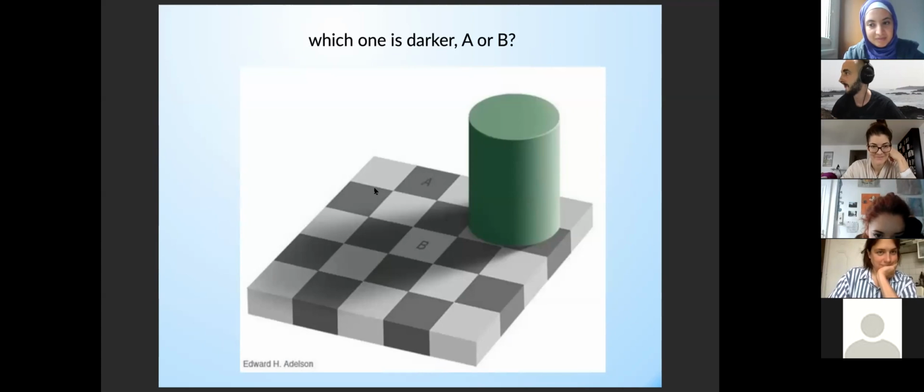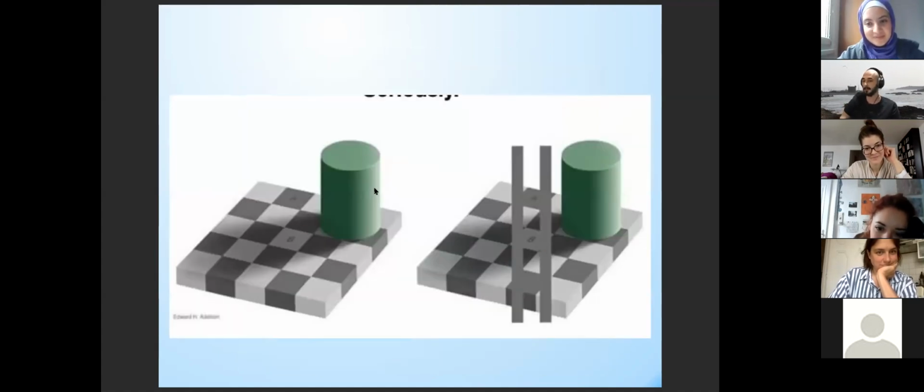Well, it seems like it's A. Right? But you know that they are the same. So perceiving the whole picture and knowing that one is white and one is dark gray sort of tells your brain that it should process the B as lighter, but in fact it's not.